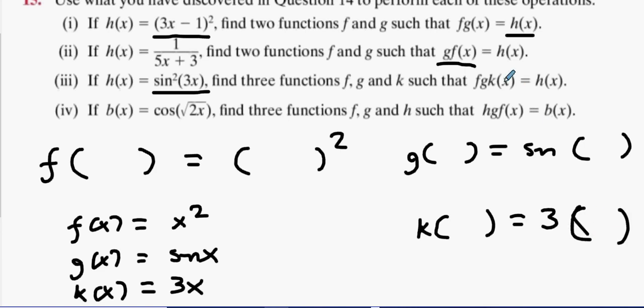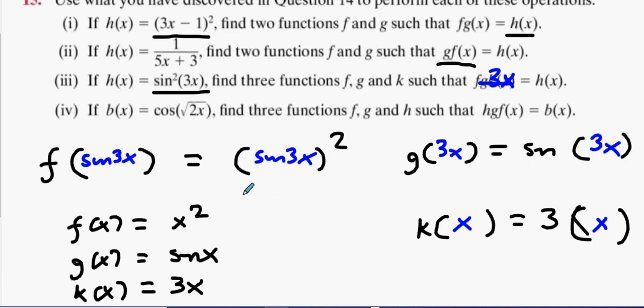Now get this. You're meant to use x as your input, aren't you? So do k of x first, no bother. X here, x here. Cool with that? So k of x becomes 3x. Input that into g. 3x here and 3x here. Input that into f. Put sine 3x here and sine 3x here. And is it the same thing? The square goes on the outside and you're done. You may need to do these again with video assist later on.